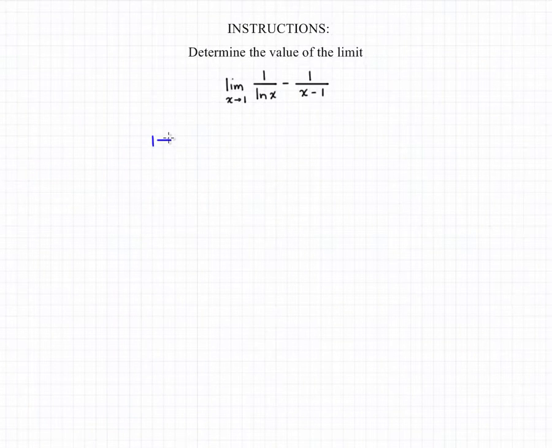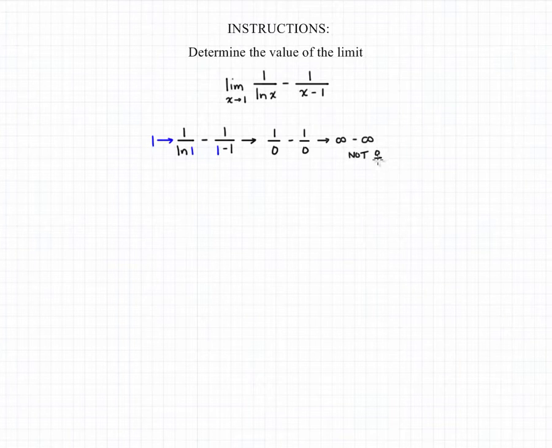In order to find the value of the limit, we can begin by directly substituting in 1 for x in our function. And this is going to give us 1 over the natural log of 1 minus 1 over 1 minus 1, which is going to be 1 over 0 minus 1 over 0, which gives us infinity minus infinity, which is an indeterminate form, but it's not 0 over 0 or infinity over infinity, so we can't apply L'Hopital's rule. So we need to change the form.